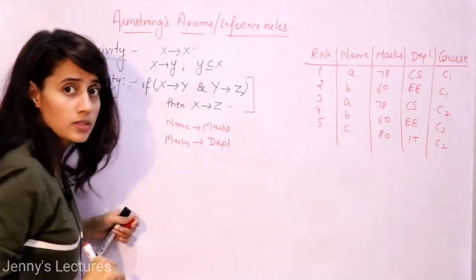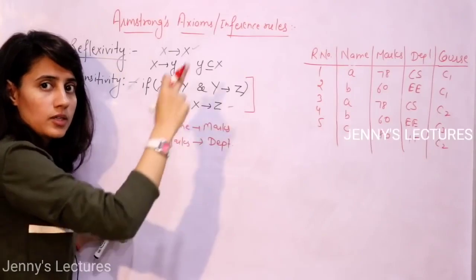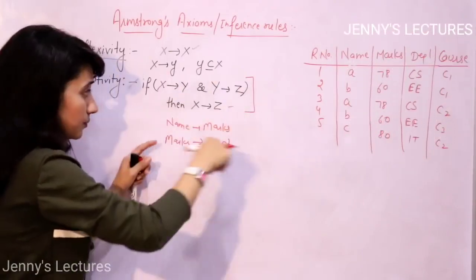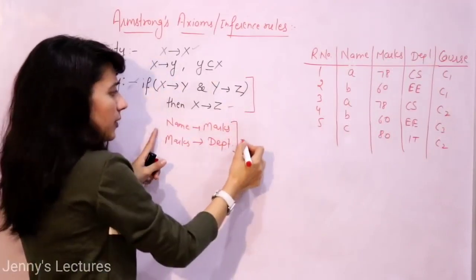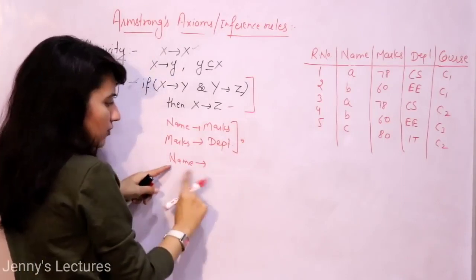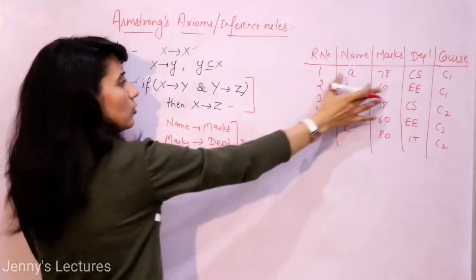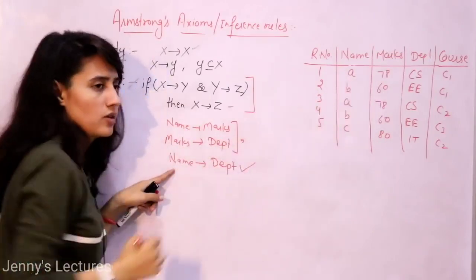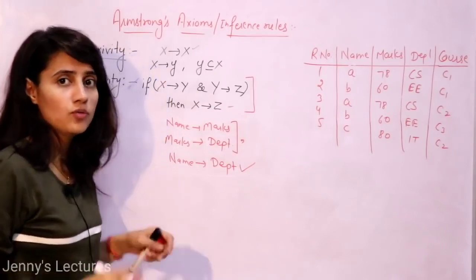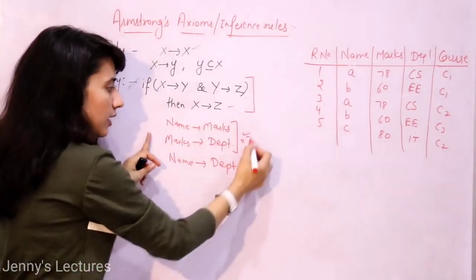This also exists in this table. You can check because I have already told you how to check this in the previous video, right? Now, if I ask you whether this functional dependency exists, name determines department, then without checking the table, you can say yes, this functional dependency would also be a part of that set of functional dependencies, right? So from these, I can derive this.